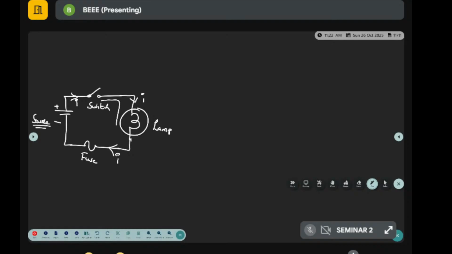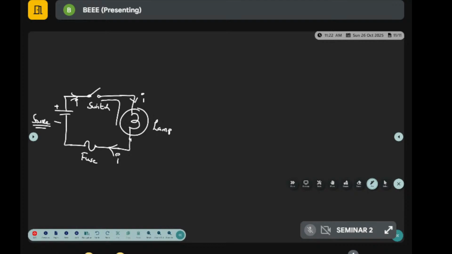The value of the current flowing in the fan, for example, 5 amps is flowing. What is the amount flowing to the fuse? The same 5 amps will flow, not 1 amp or 2 amps. Then what is the working of this fuse? How will it work? I said this fuse is a protective device.